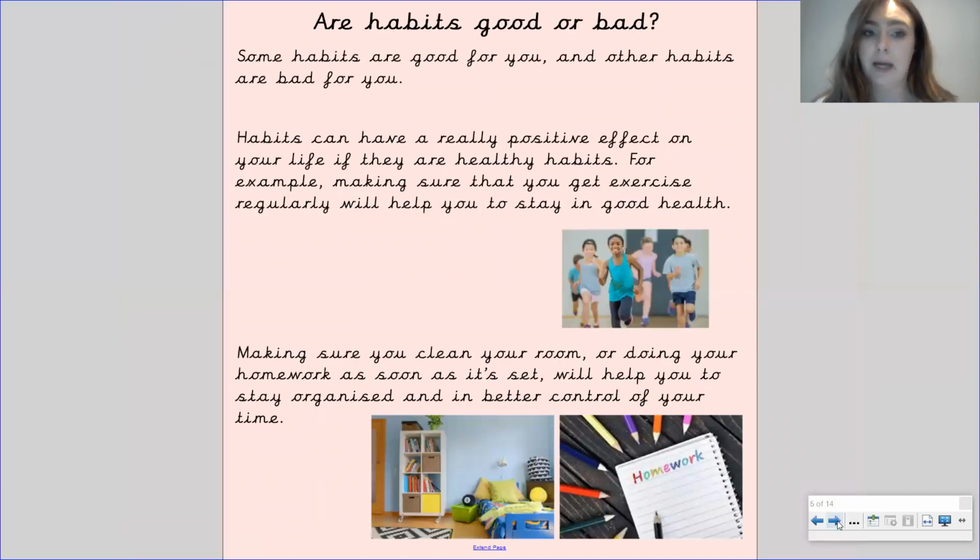Are habits good or bad? So some habits are good for you and other habits are bad for you. Habits can have a really positive effect on your life if they are healthy habits. For example, making sure that you exercise regularly will help you to stay in good health, and this is a healthy habit. Making sure you clean your room or doing your homework as soon as it's set will help you to stay organized and in better control of your time. Again, this is a healthy habit to have.